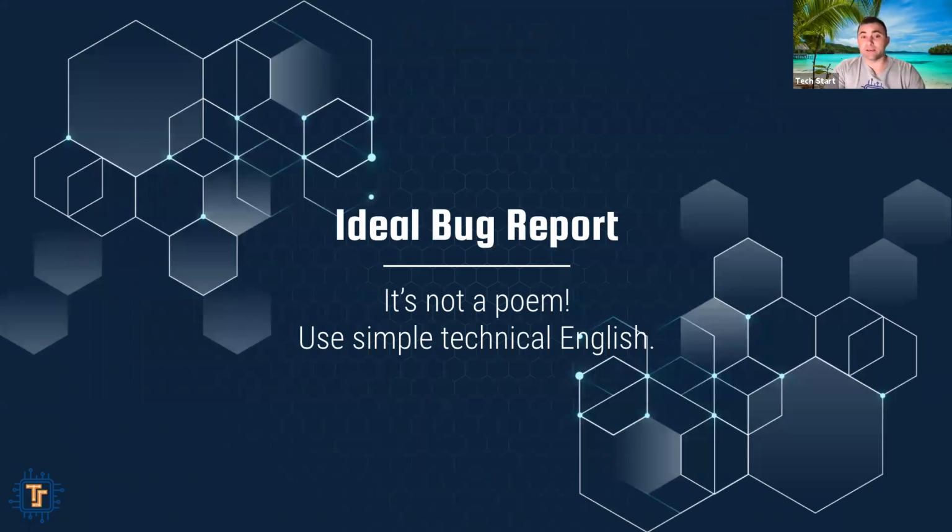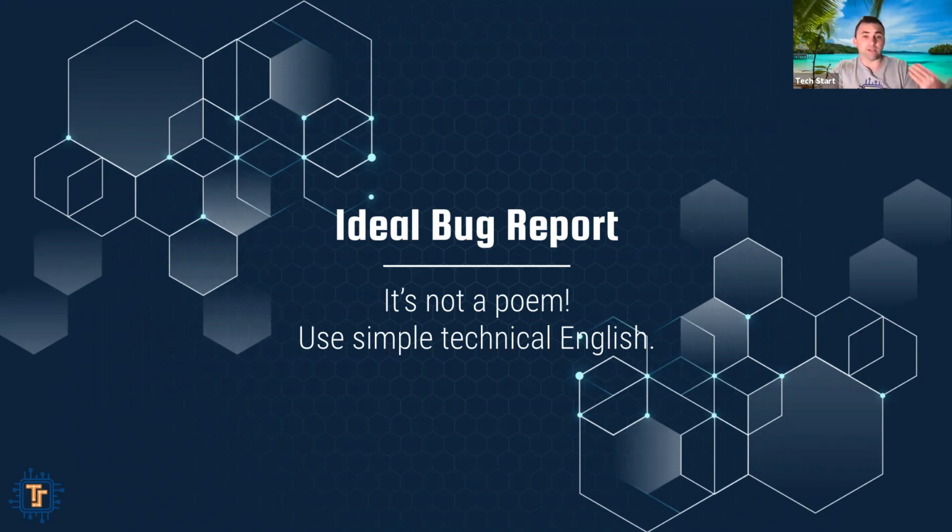Ideal bug is not a poem, is not like super long text, it's not a lot of details. It's simple technical English. Here's the summary, image is missing. Here are the steps to reproduce. Open the app and take a look at the right top corner. And then actual result, image is missing. Expected result, image is located in the top right quadrant.